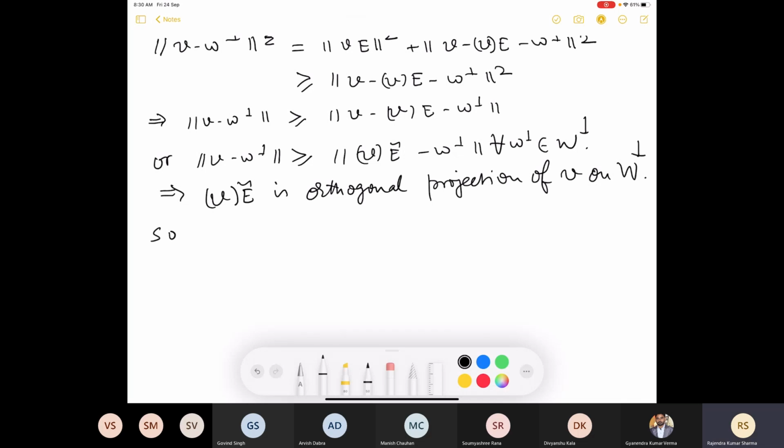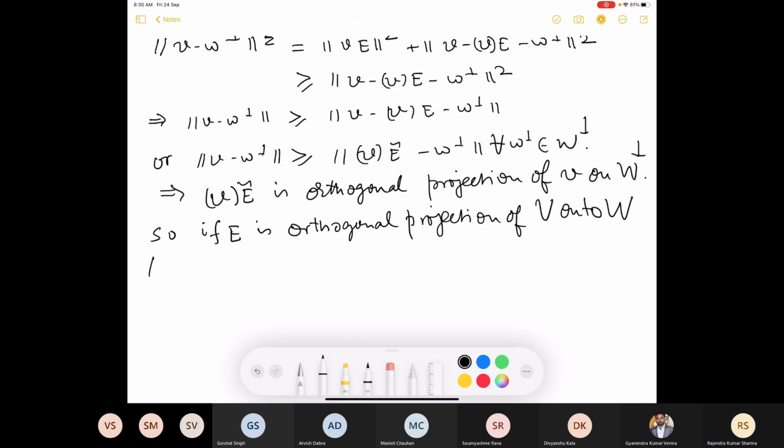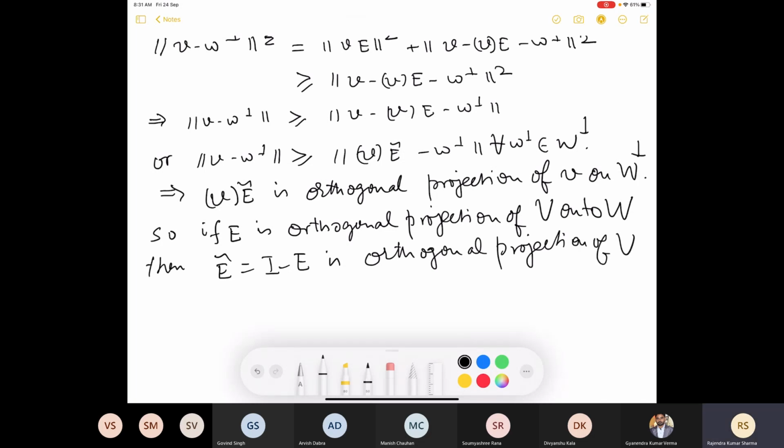So what we have got here is that if E is an orthogonal projection of V onto W, then E tilde, which is I minus E, is the orthogonal projection of V onto W orthogonal. This is what we have proved.